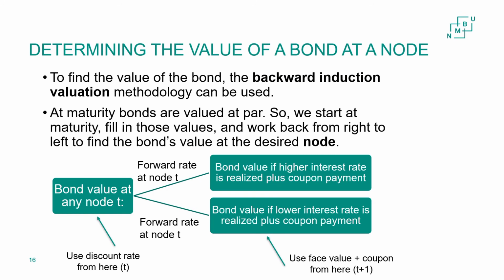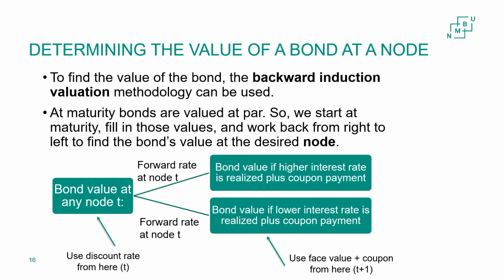How do you determine the value of a bond at any node? Well, then you have to work backwards in time. So remember, when you create the tree and when you calibrate the tree, you work forward in time. You start at time 0, then time 1, and then time 2, and so on until maturity. And when you value the bond, you start at the end, okay? So you go backwards. It's called backward induction valuation.